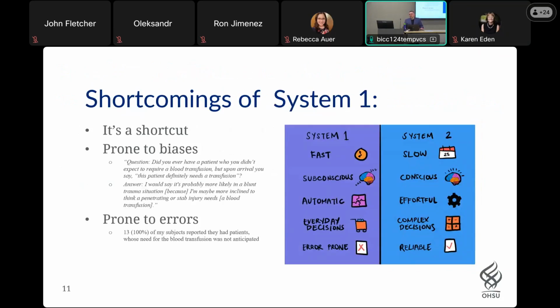So in the trauma bay, the decision often starts as a System 1 decision making, and then ideally it moves into System 2. But System 1 is a shortcut. It's prone to biases and it's prone to errors.